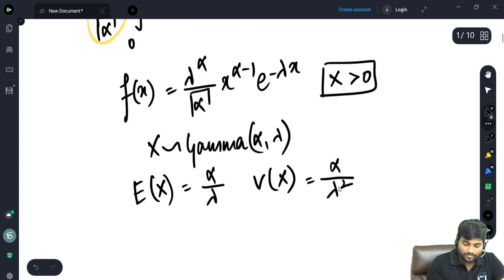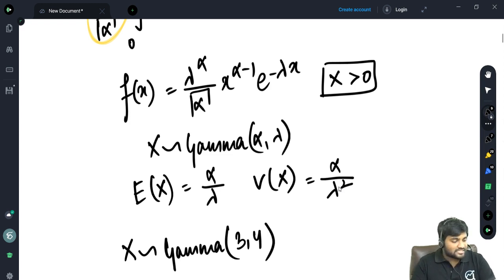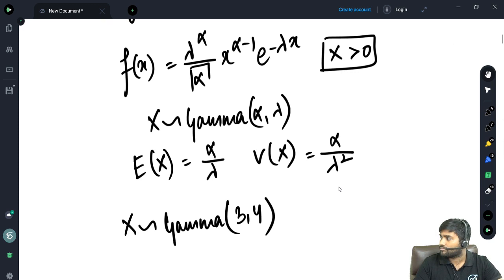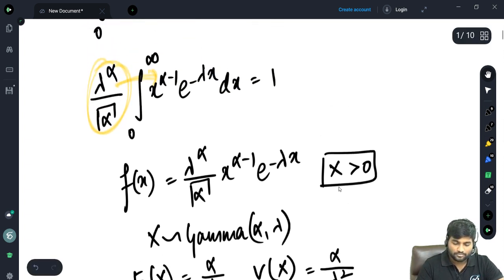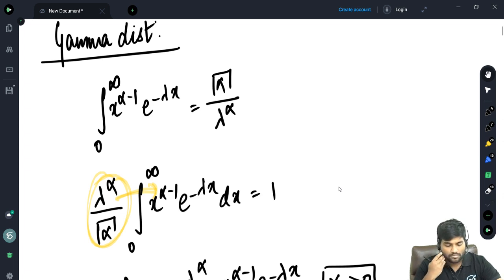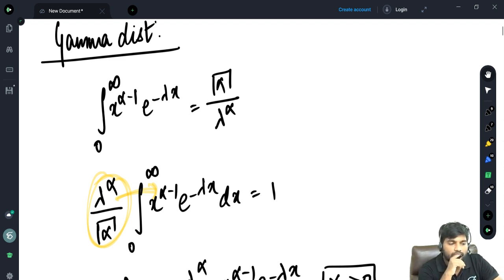Now let's take an example. X follows gamma 3, 4. Can you please make the PDF for gamma? Dinisha, is it okay?